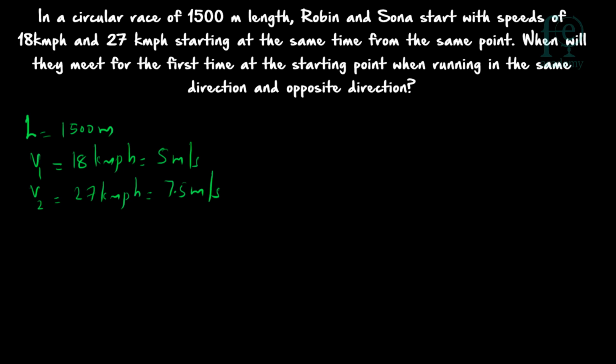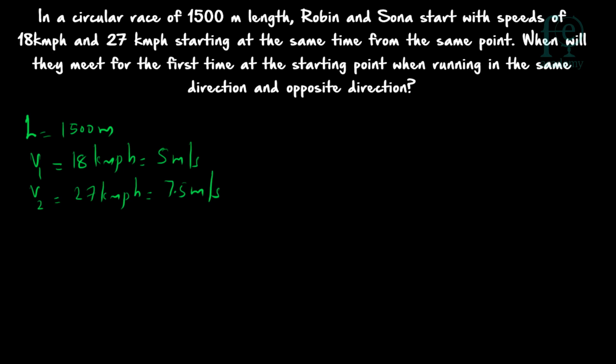Now you have to find out when will they meet for the first time at the starting point. At the starting point when Robin and Sona will be meeting. One case they are running in the same direction, and second case they are running in the opposite direction. So our previous question was when they will be meeting for the first time anywhere on the track. It is not specifically given that they should meet at the starting point. So remember the formula for that: the length of the circular track divided by relative speed.